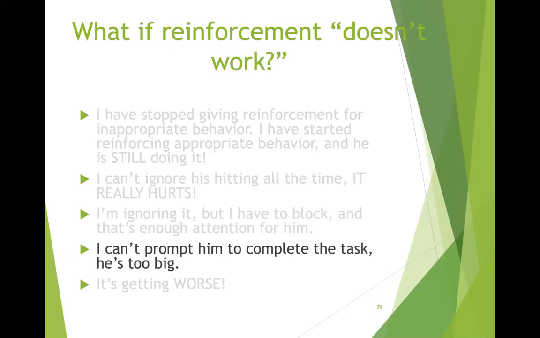All right, so if it is a situation where you're unable to prompt to complete the task because that child is too big, you can always present other tasks and come back to the original skill to build behavior momentum here. So we want to keep presenting the demand without prompts until that person or individual complies.